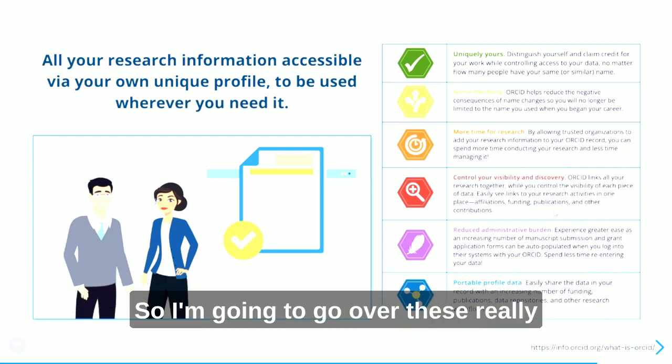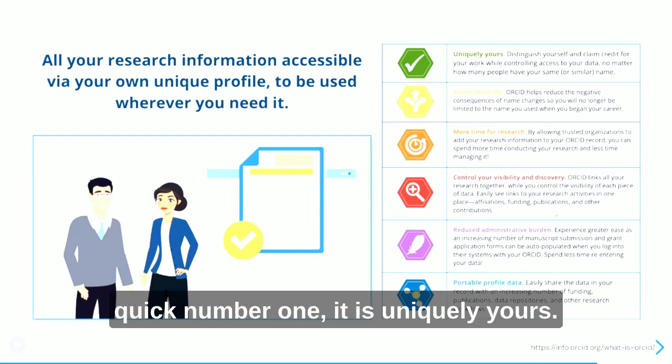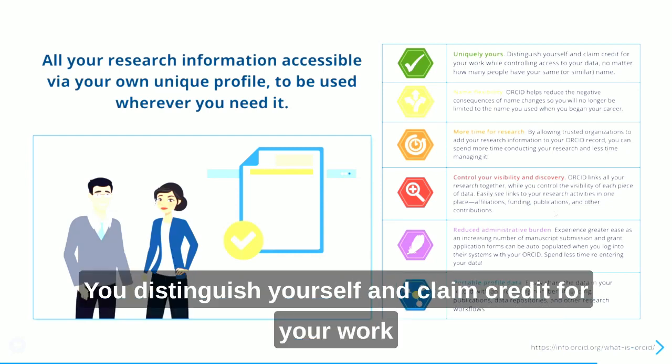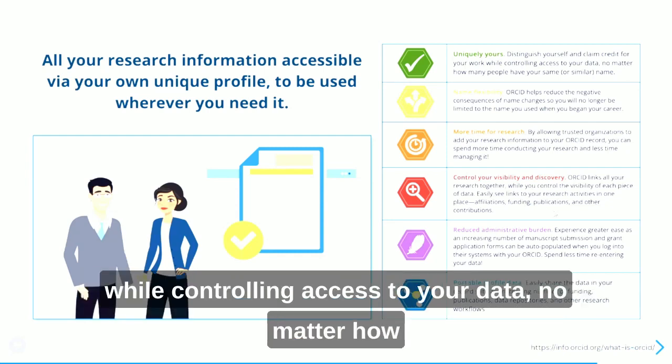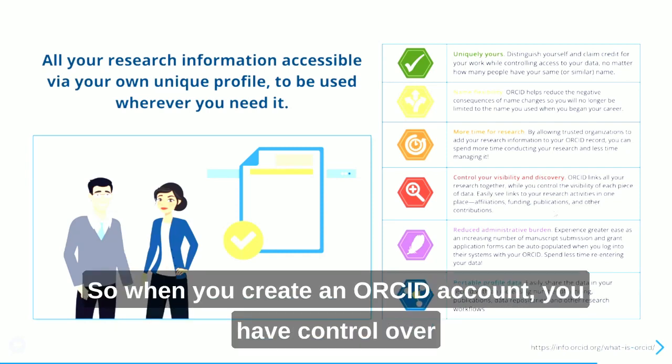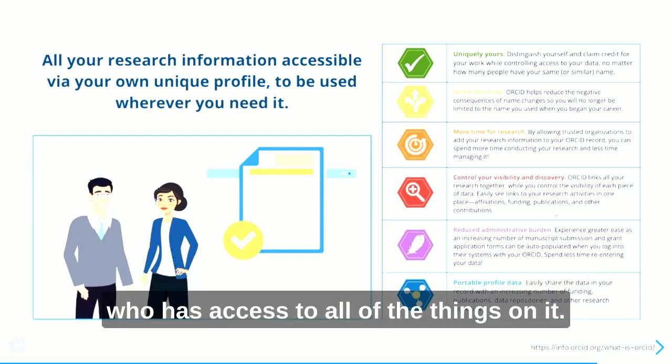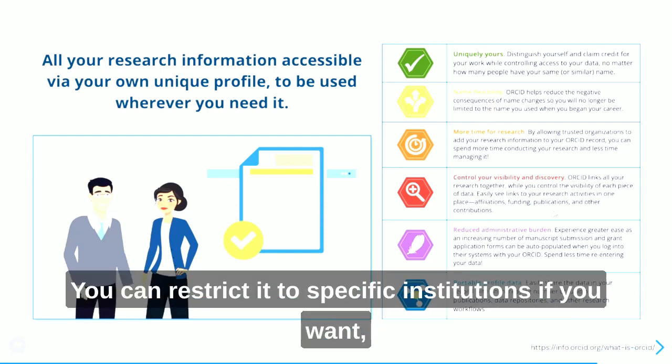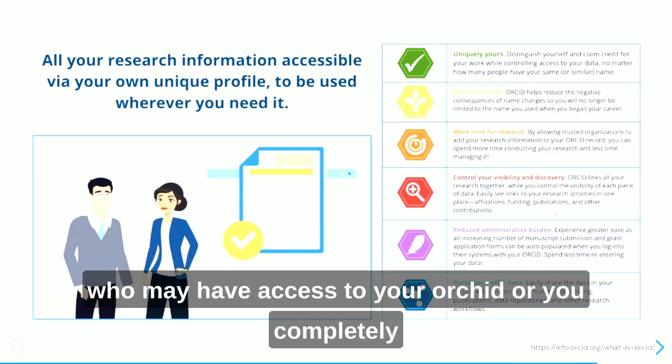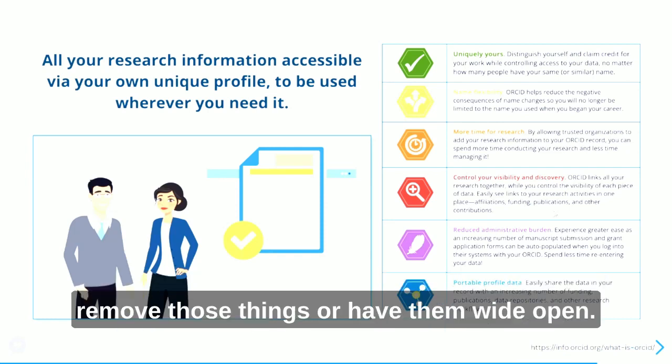This is a slide from ORCID that talks a little bit about all of the stuff that happens to your work. So I'm going to go over these really quick. Number one, it is uniquely yours. You distinguish yourself and claim credit for your work while controlling access to your data, no matter how many people have your name or similar. So when you create an ORCID account, you have control over who has access to all of the things on it. You can restrict it to specific institutions if you want, who may have access to your ORCID, or you can completely remove those things or have them wide open.